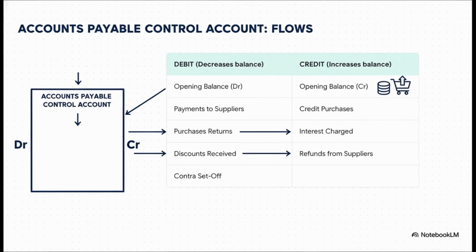Any transaction that increases what we owe to our suppliers gets credited. The main one here, of course, is when we buy goods on credit. And anything that decreases what we owe gets debited.